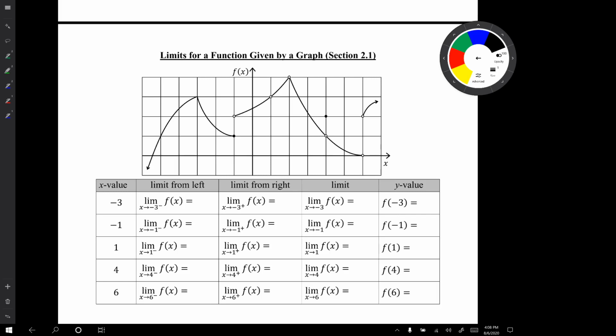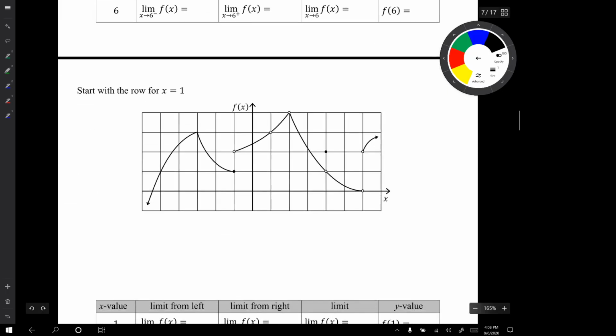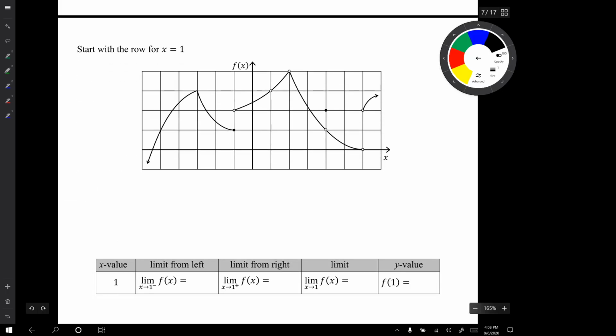So let's start with the row of this table that has x equals 1. So our goal is to fill in this table. Now we're going to start by just filling in the right two most cells in this table. First of all, let's fill out this cell here, the cell on the far right.